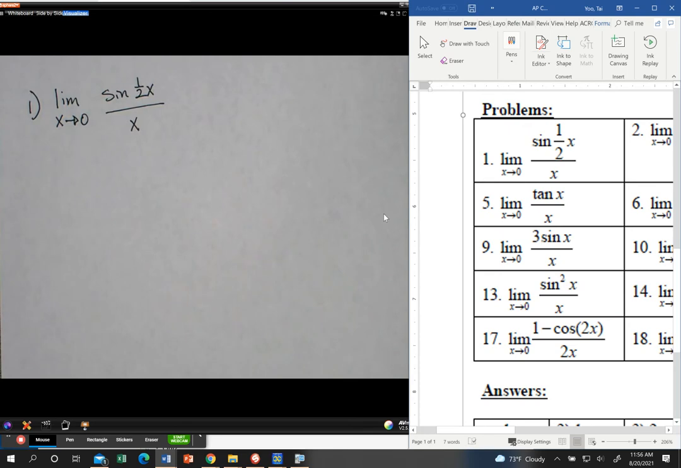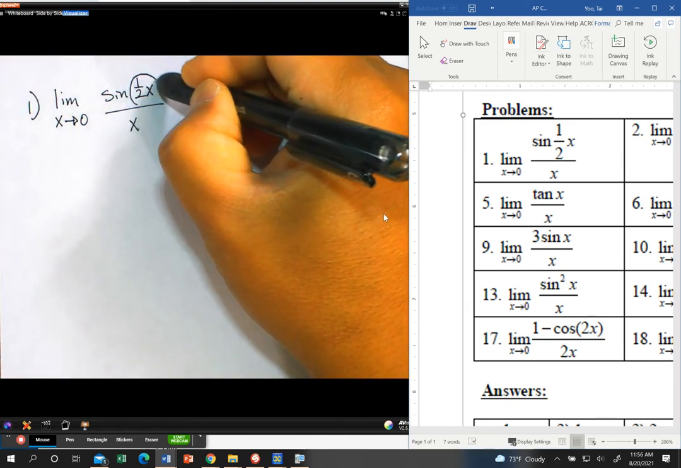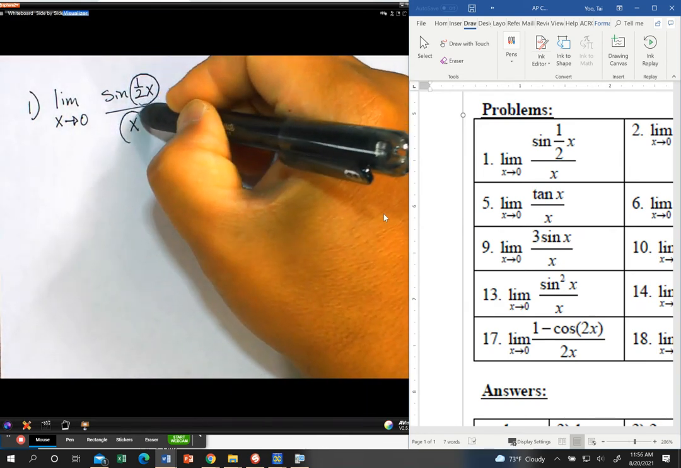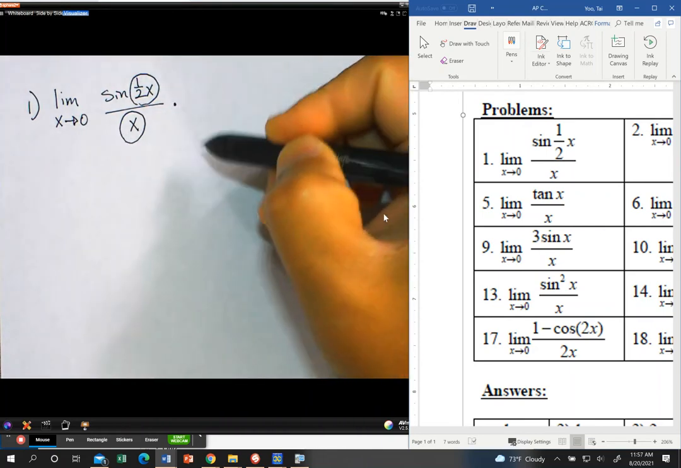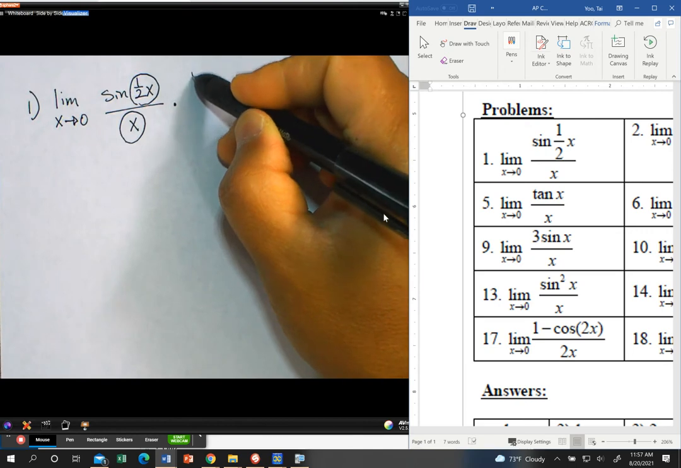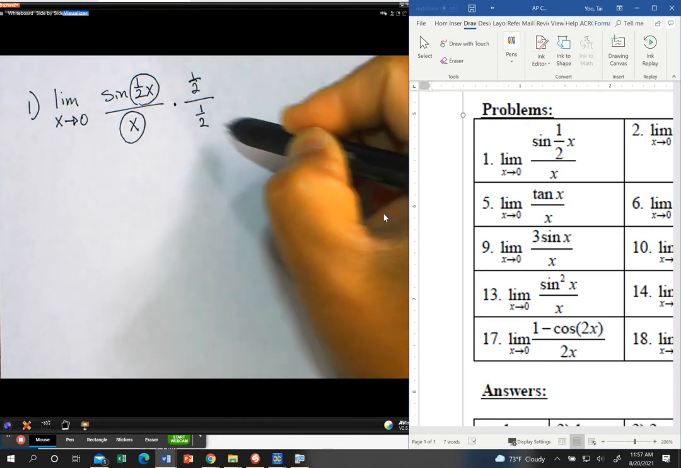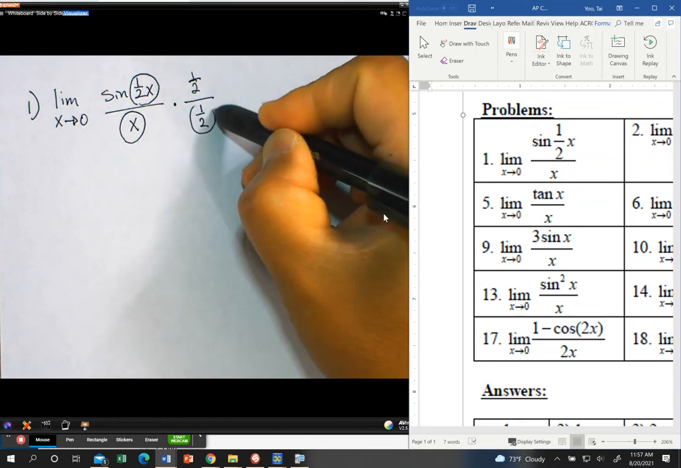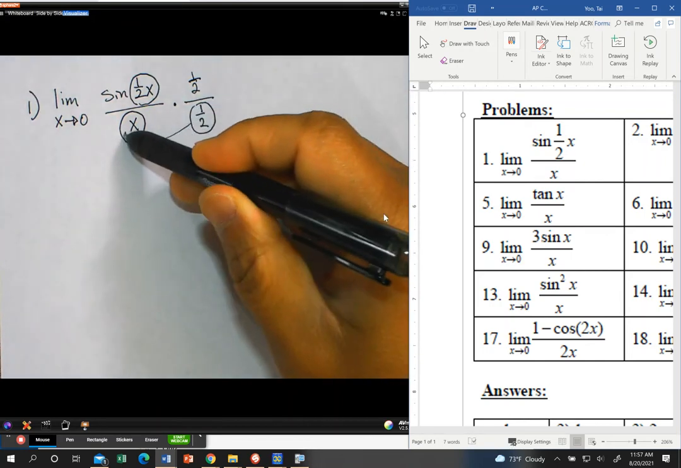Alright, here's number 1. So, are they matching? No. This is not matching with this one. So this is no good. We need to do something. What do I need to do? Anybody have an idea what we need to multiply by? 1/2. I need to multiply the top by 1/2 and the bottom by 1/2. And do you see this bottom 1/2? What am I going to do with that bottom 1/2? Put it in front of the x.